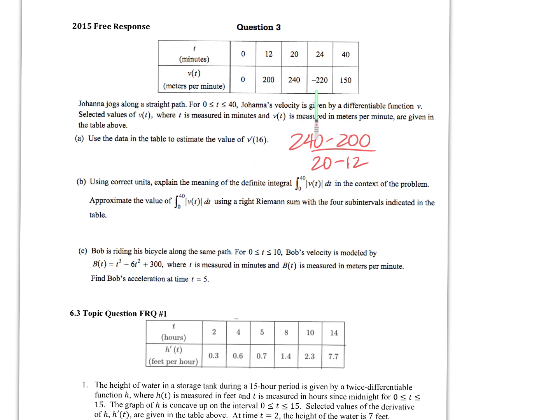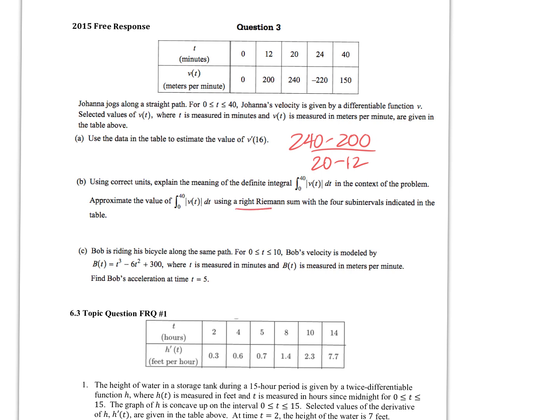What do you think that would do? Make all of her velocities positive, so we would actually be finding her total distance traveled as opposed to her final position. Exactly. So let's go ahead and do this right Riemann sum first.